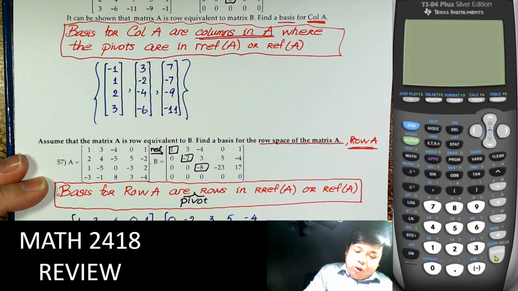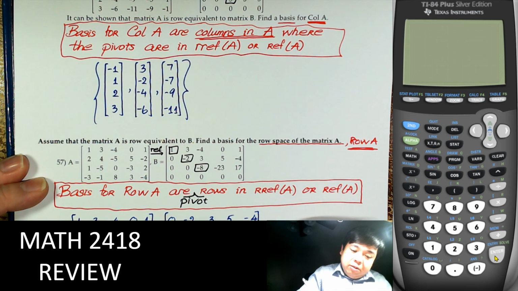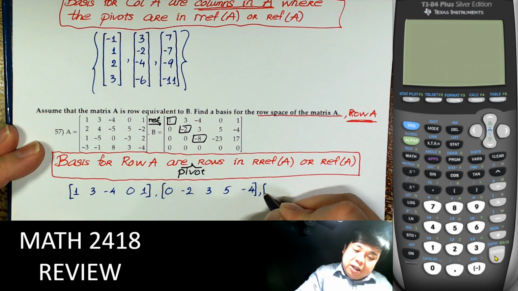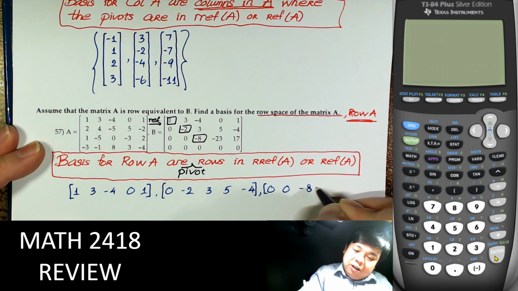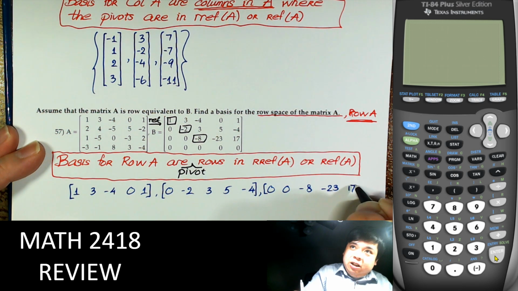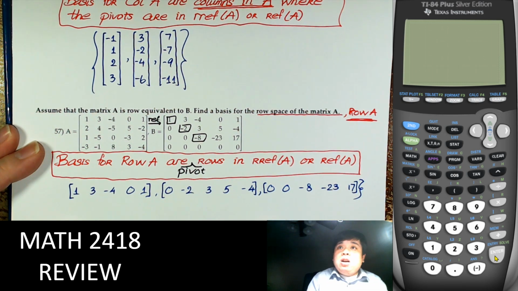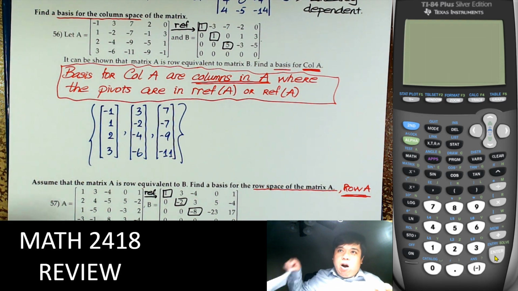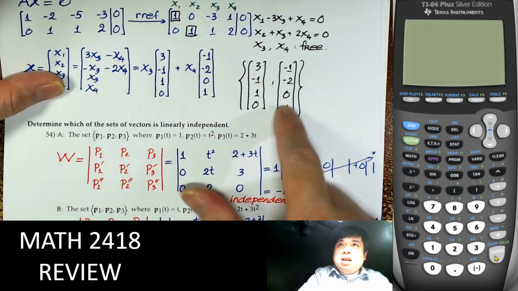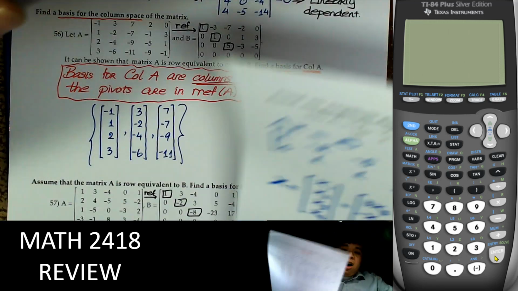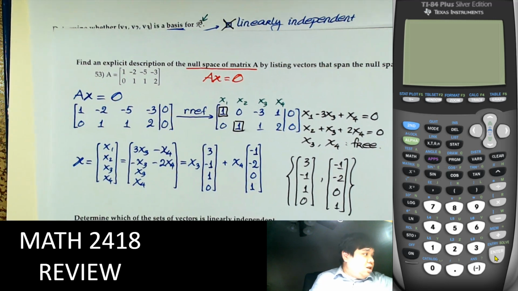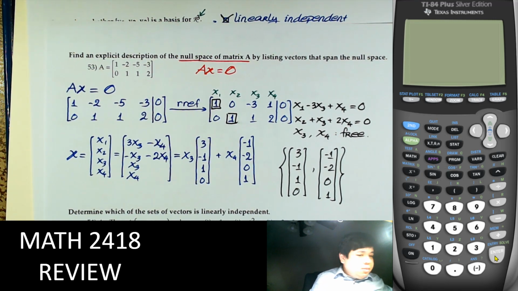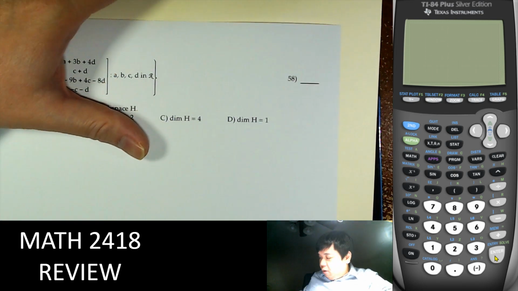So make sure you know how to find the row space, how to find the basis for the row space, the basis for the column space, and the basis for the null space. Let me just go back to that quickly. Right, so this is how we find the basis for the row space. This is how we find the basis for the column space, and this is how we find the basis for the null space. So you should be able to find the basis for all of those spaces. Again, the null space, column space, and row space.